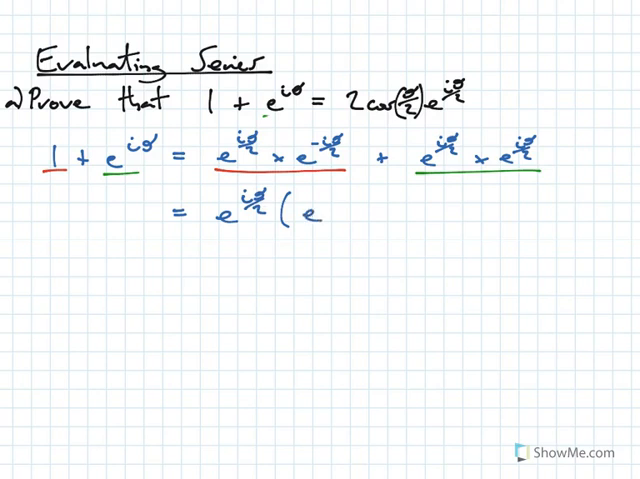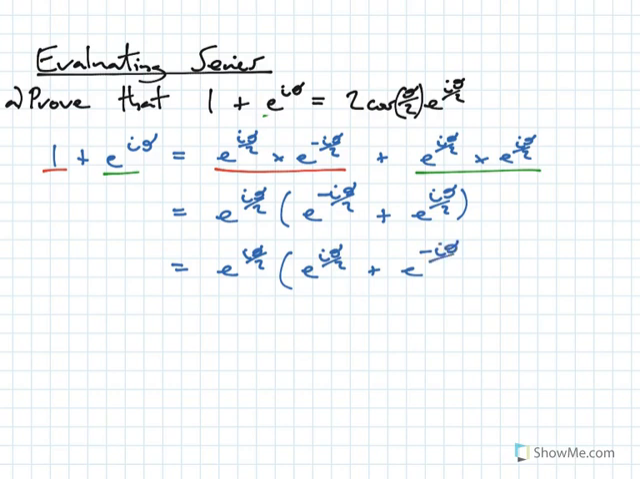And I'll be left with e to the minus i theta over 2 plus e to the i theta over 2. So what I've done is I've just factored one of the e to the i theta over 2's out. If I just rewrite this ever so slightly, e to the i theta over 2 bracket e to the i theta over 2 plus e to the minus i theta over 2.